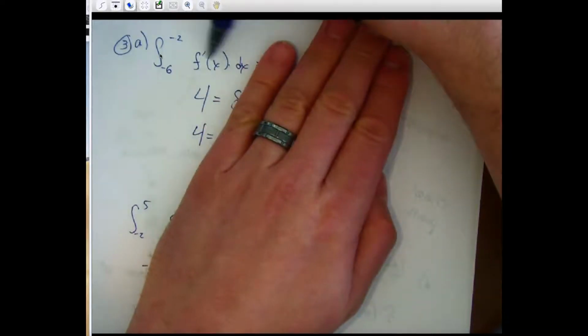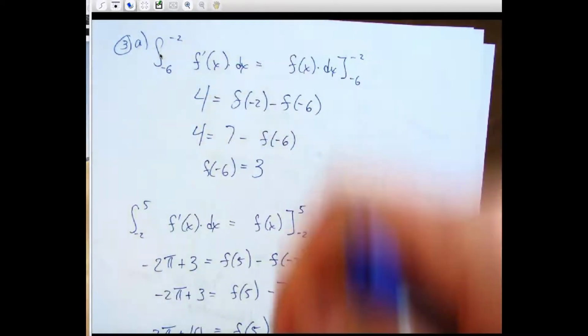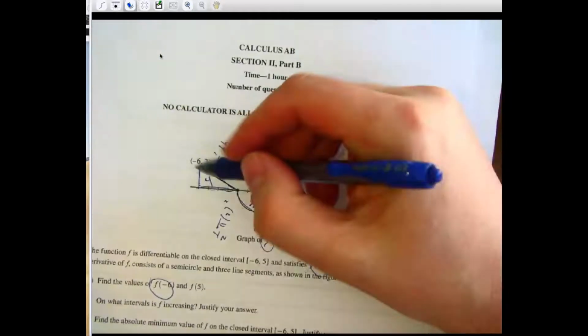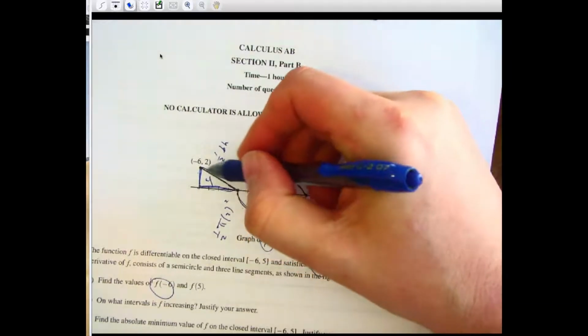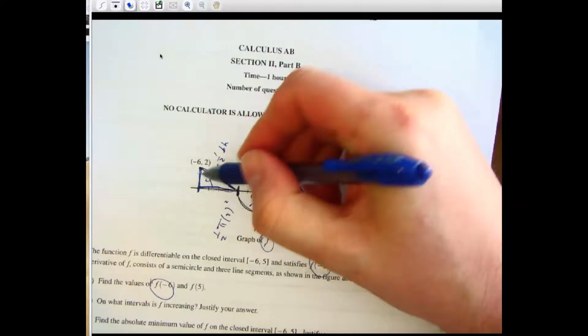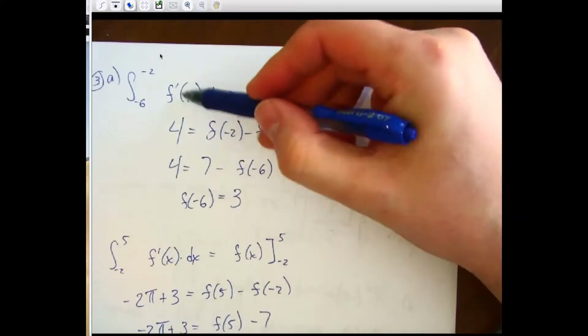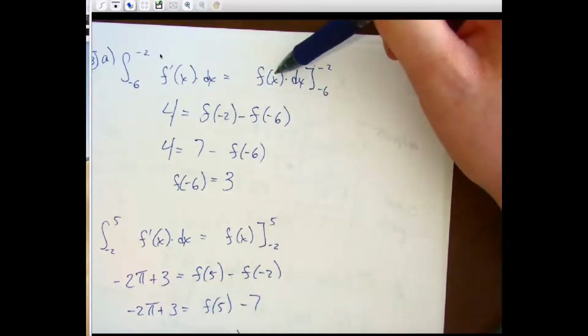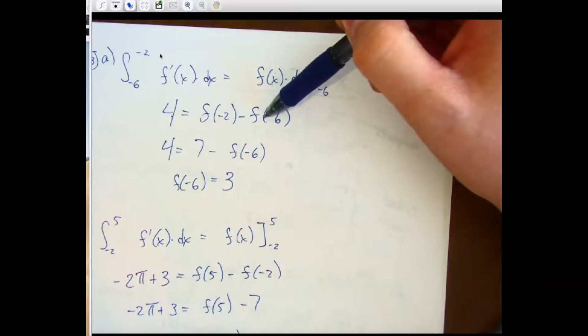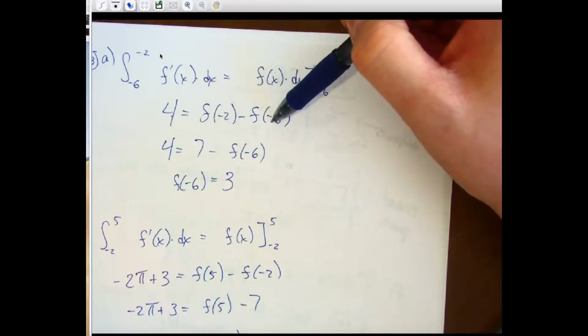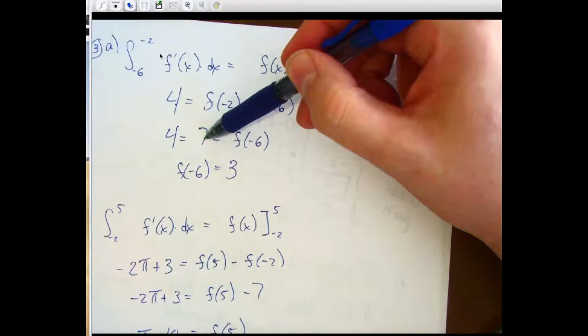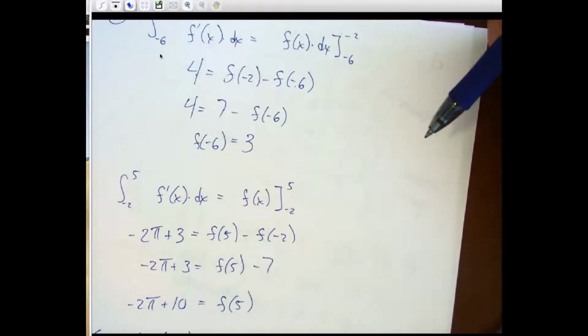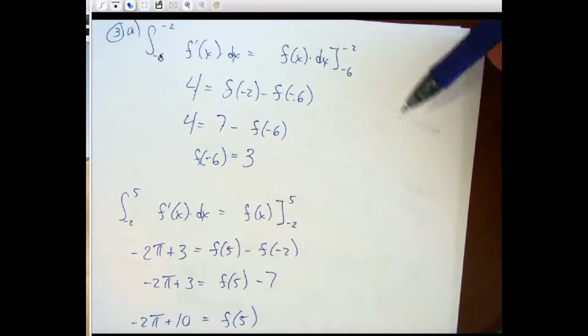Then -6 to -2: this has a value that I can figure out, and that's that 4 that I was pointing out a second ago. This integral from -6 to -2 has an area of 4. So that's where this 4 comes from. Working on the other side, you plug in the top minus you plug in the bottom. So f of -2 minus f of -6. And f of -2 is 7. If you just work that out, you get f of -6 equals 3.